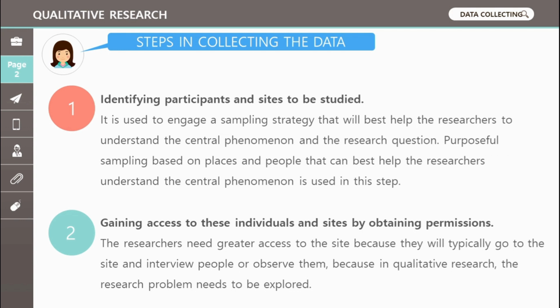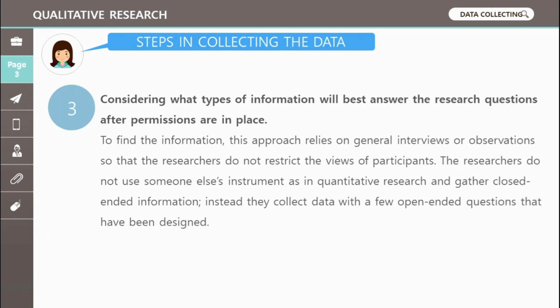The second step is gaining access to these individuals and sites by obtaining permissions. The researchers need greater access to the site because they will typically go to the sites and interview people or observe them, because in qualitative research, the research problem needs to be explored.